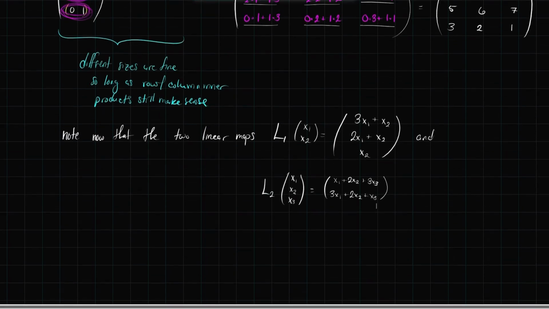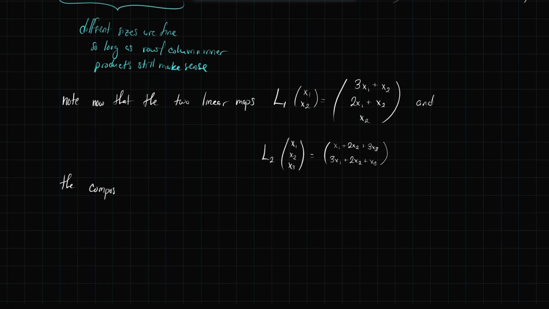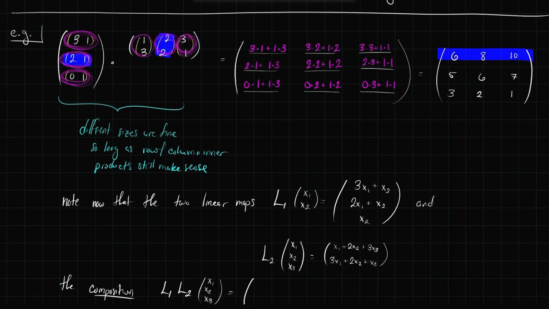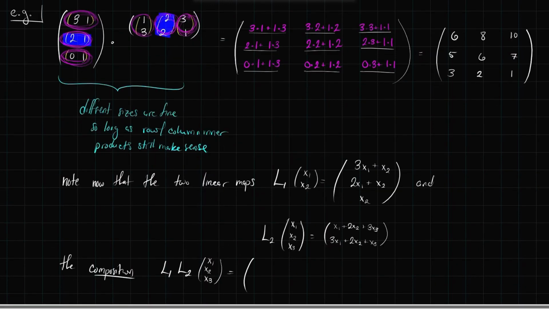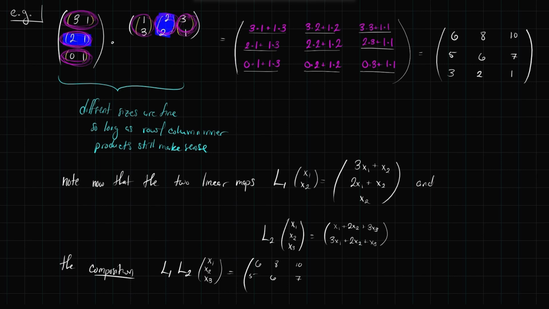If I have those two linear maps, the composition L1 on L2 of x1, x2, x3. Note that the input here is the input to L2 because it needs to go next to L2 in my composition as well. It has an output given precisely by what I've just calculated. So it's given precisely by those 9 numbers: 6, 8, 10, 5, 6, 7, 3, 2, 1. And all I have to do is write x1, x2, x3, x1, x2, x3, and x1, x2, x3.